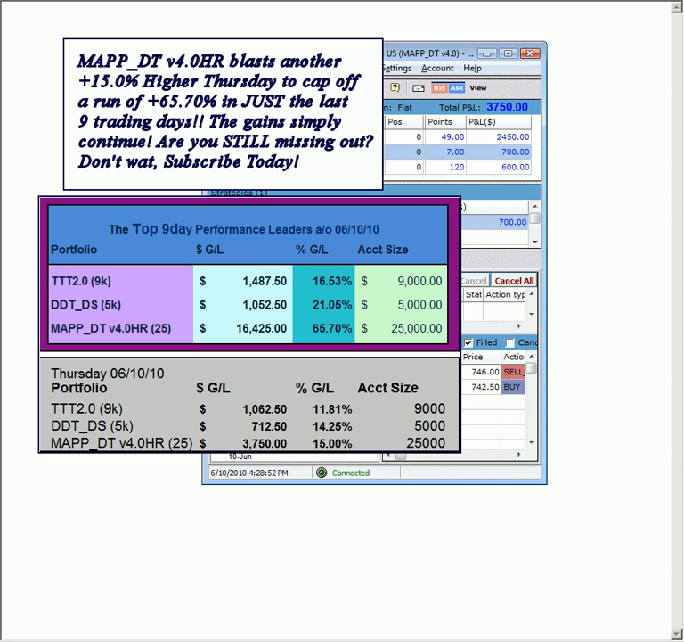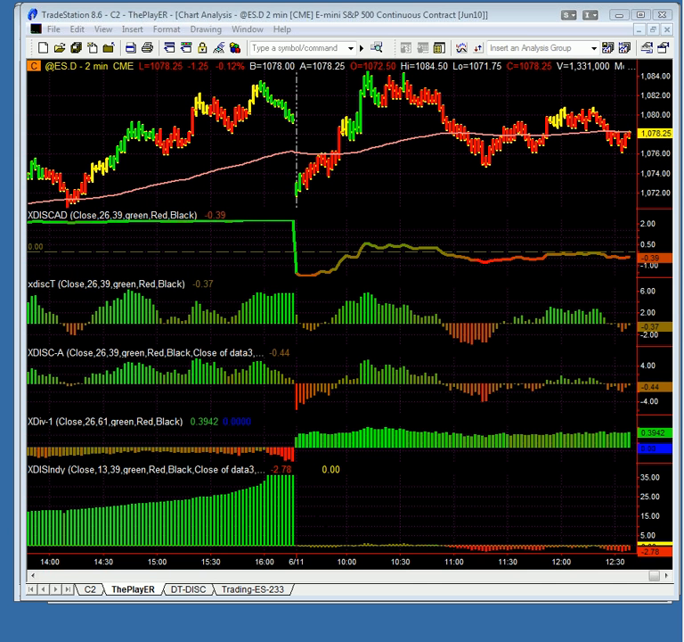The first thing we're looking at here is a chart of the market. This is the mini S&P 500 futures contract, front month in nature. Look now at the September contract. Last print of 1078 even on the market. As you can see, we got a gap lower on this Friday, the 11th day of June.